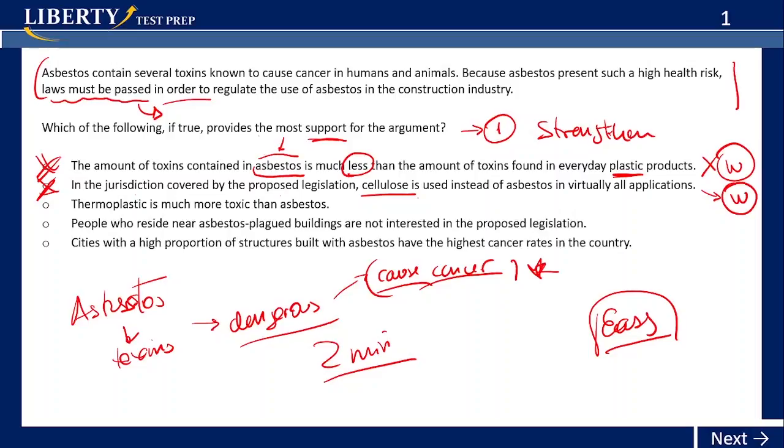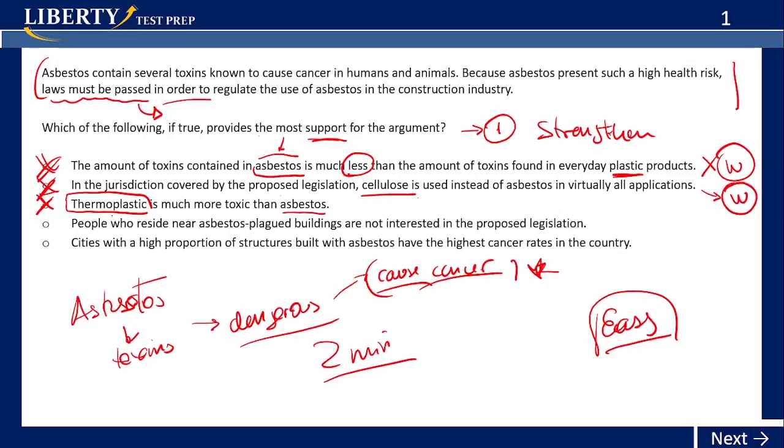Now, letter C. Thermoplastic is much more toxic than asbestos. That's also very easy for us to eliminate. Why? The same thing as A. They're whitewashing asbestos by saying that there is something that is even worse. So just in reference to thermoplastic, asbestos looks like a good product, right? It doesn't look that bad.